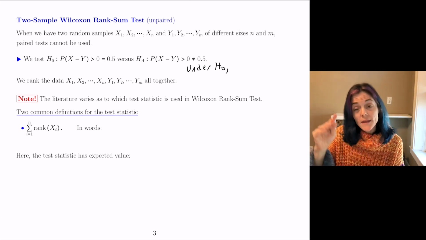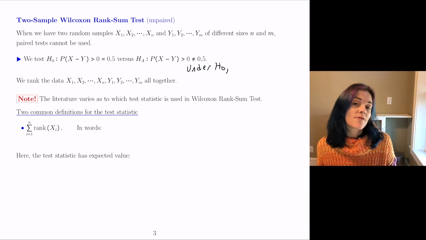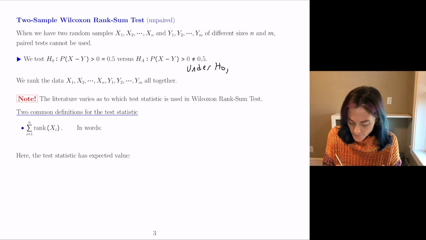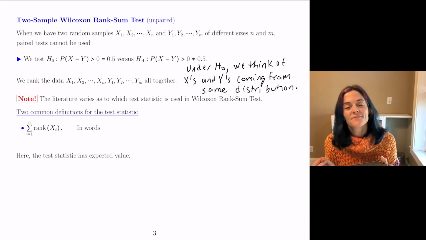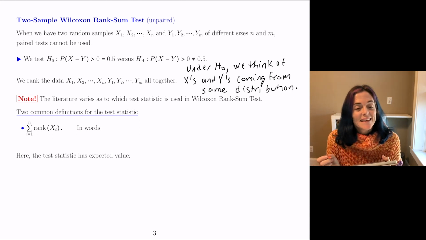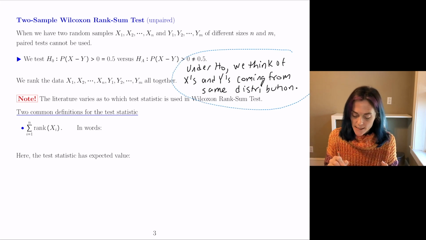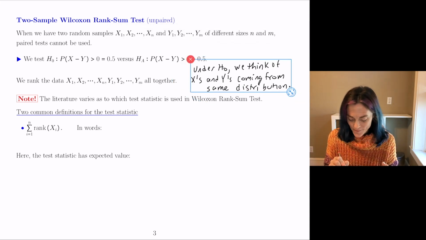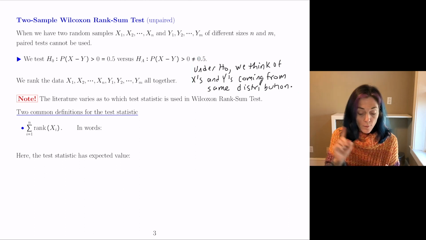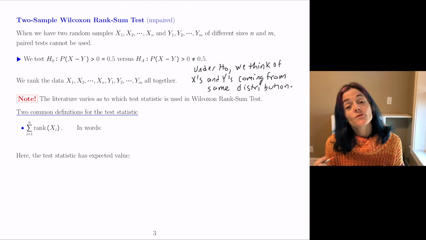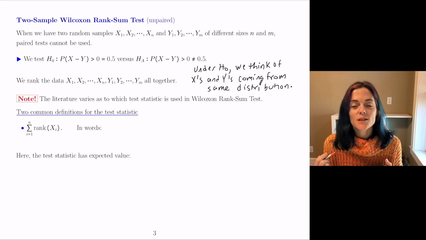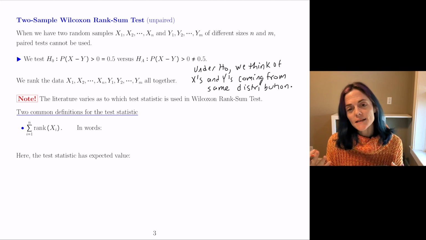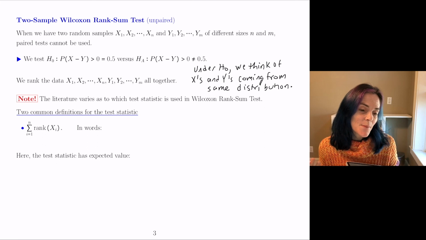We think of the x's and the y's coming from the same distribution. Now, let's get into the test statistic. So you notice I have this red bolded note. The literature varies as to which test statistic is used in the Wilcoxon Rank-Sum Test. So I'm going to talk about two common definitions of the test statistic, and then for us, we'll focus on the way that R does it, as R is the language we're using the whole semester.